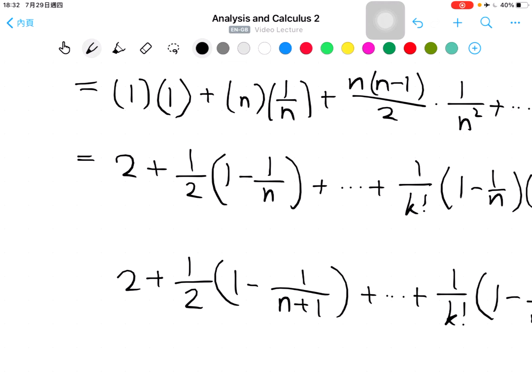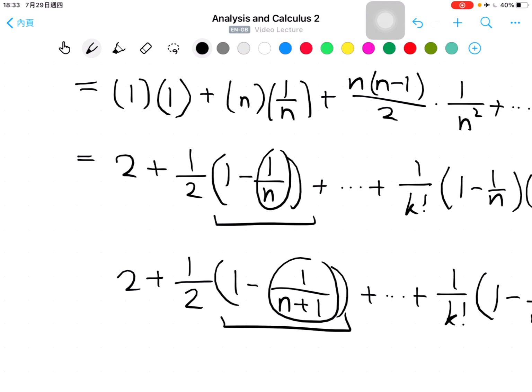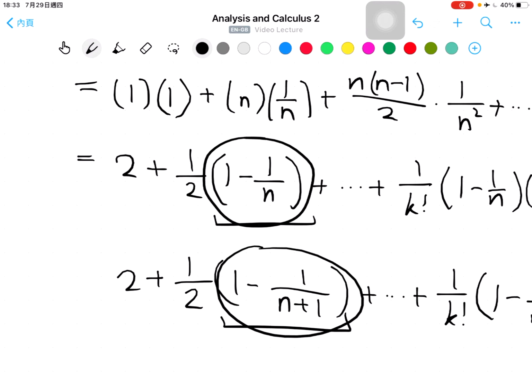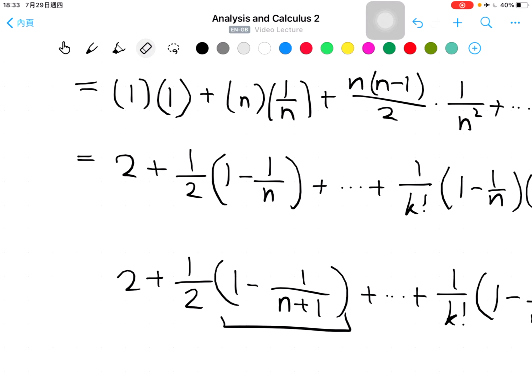When the denominator is increased, then the value of the fraction changes. Let's compare 1 over n and 1 over n plus 1. Which one is going to be larger? 1 over n is larger, right? So 1 minus 1 over n is going to be larger than or smaller than 1 minus 1 over n plus 1? This is larger than this. That means we're subtracting more from 1 in 1 minus 1 over n, and subtracting less from 1 in the other. Which one is going to be larger? This one is going to be larger, right?